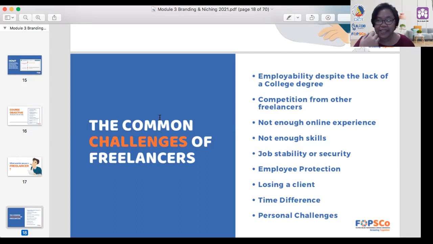Hindi ka employee, as was explained in module 1. So, yung security of tenure, wala ka nun. Okay? Employee protection, you're not an employee. Wala. Okay? There's no insurance for you. Okay? Although most of the jobs are done online, you have to understand whatever circumstances you face in fulfilling your task as a freelancer. Okay? Because you're in a contract with your client and the concern is just to have it done.